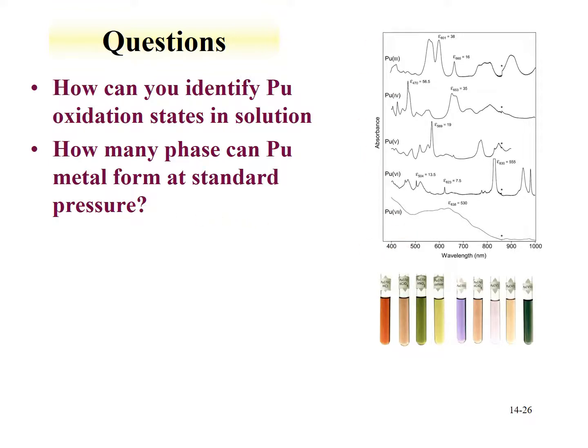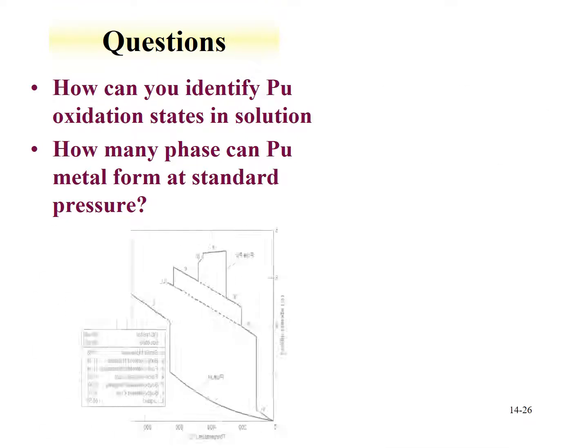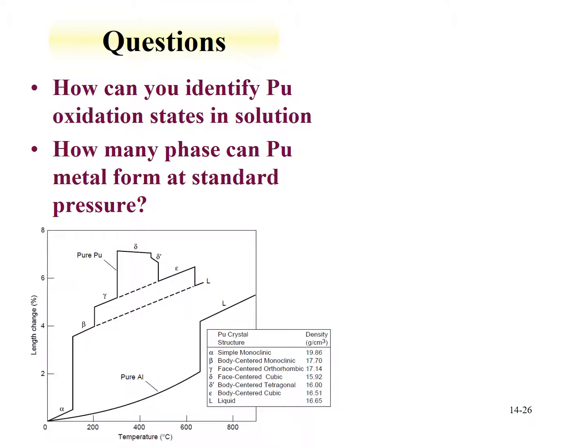So how many phases can plutonium metal form at standard pressure? Unlike some simple metals such as aluminum, where we see, for a large range there's just one phase, plutonium at standard pressure has 6 phases. And they have abrupt changes in length here as a function of temperature, which means that these are the transition points. And we also see changes in density.